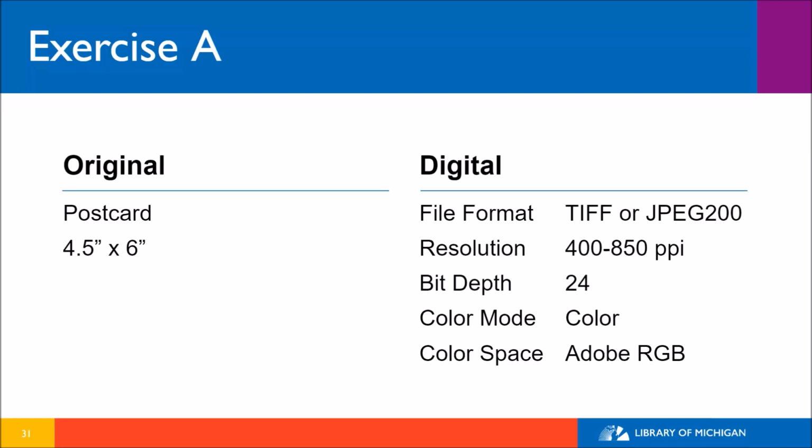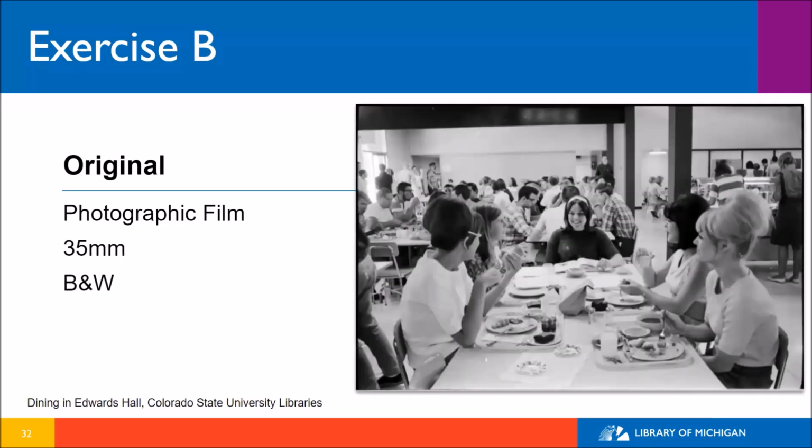I've got a couple more, so let's move on to exercise B. This is a 35 millimeter still image. It was black and white film. Feel free to drop in the chat, or unmute yourself. Again, what preservation file format might you choose for this? What do you think your target resolution would be?